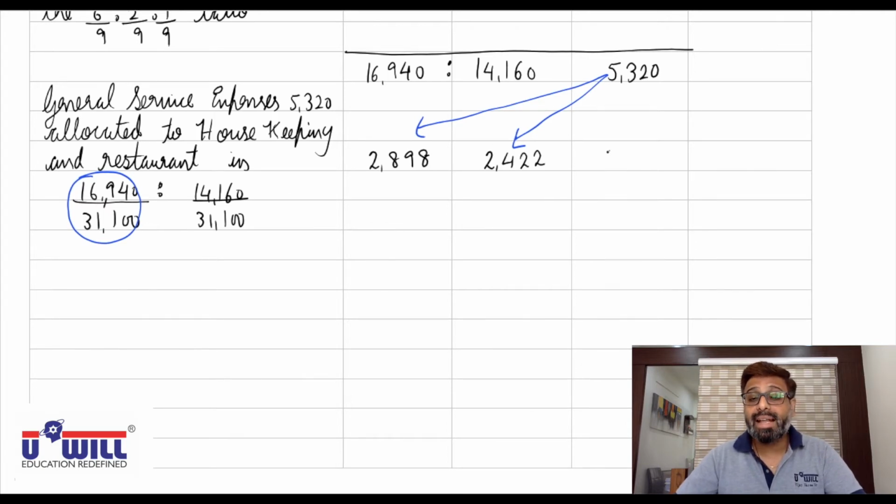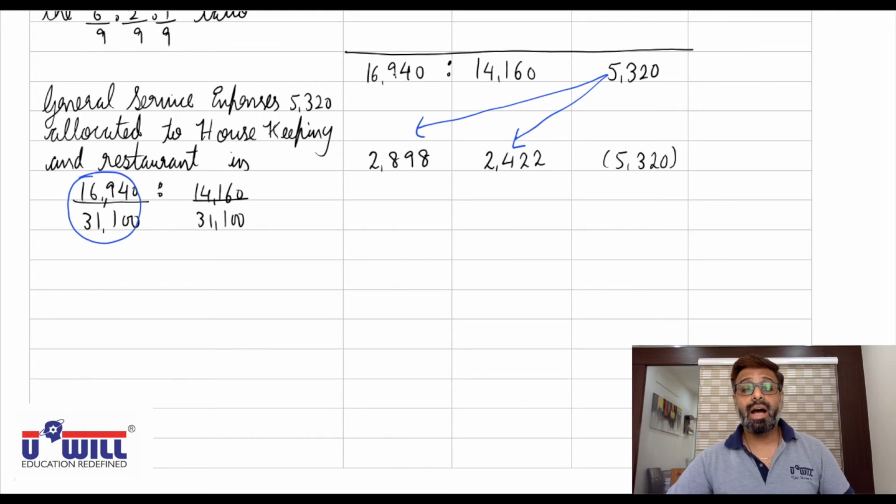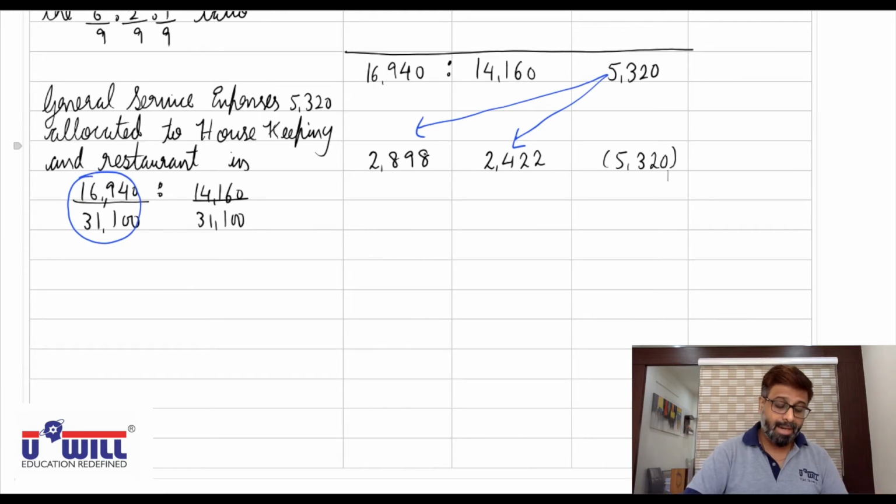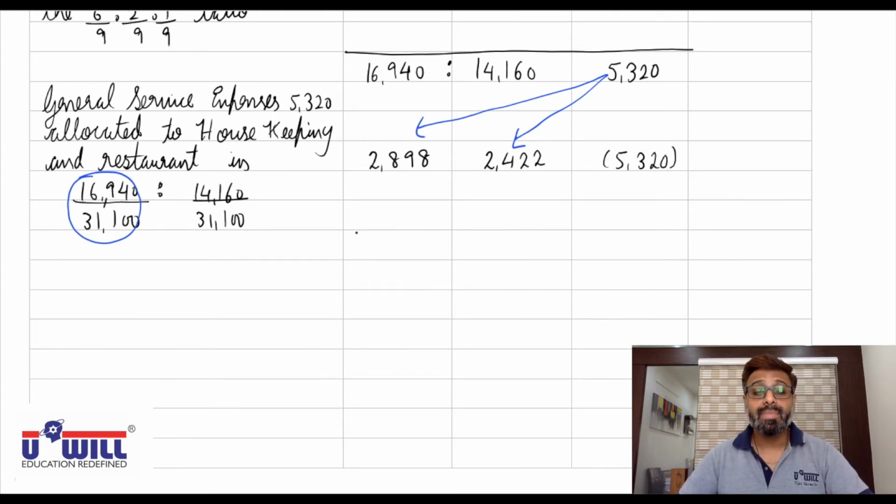So here we will add and here we will minus 5320 because these amounts are absorbed by housekeeping and restaurant. So general service amount will become 0 after that. Okay, it is absorbed by housekeeping department and restaurant department. And you can cross check 2898 plus 2422. Does it come to 5320 or not? Yes. I hope everyone is clear with this transfer.